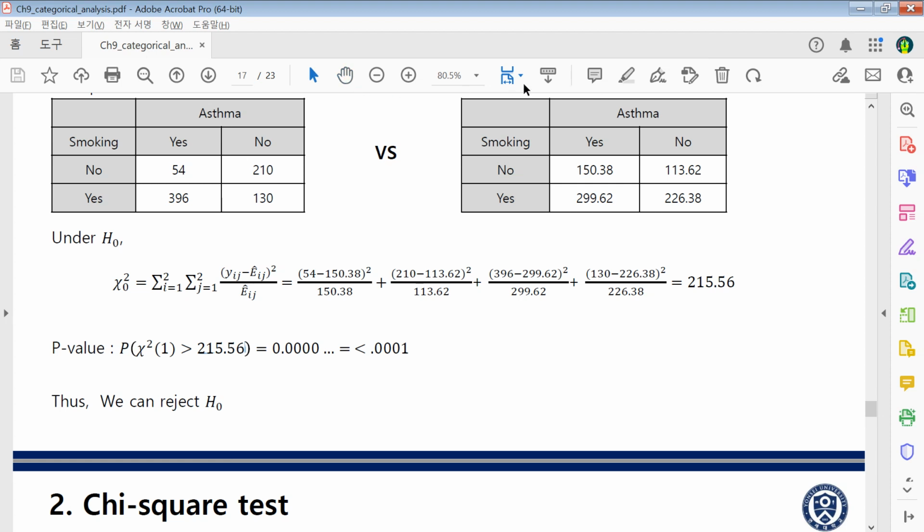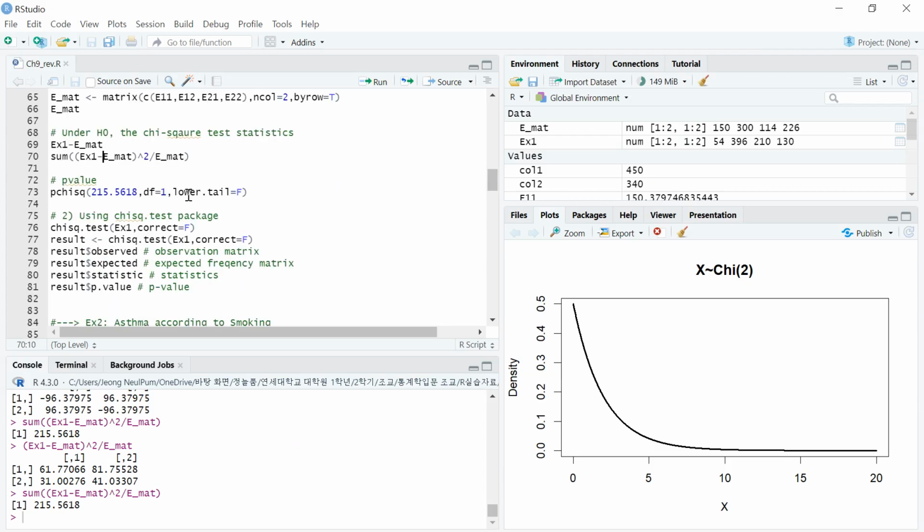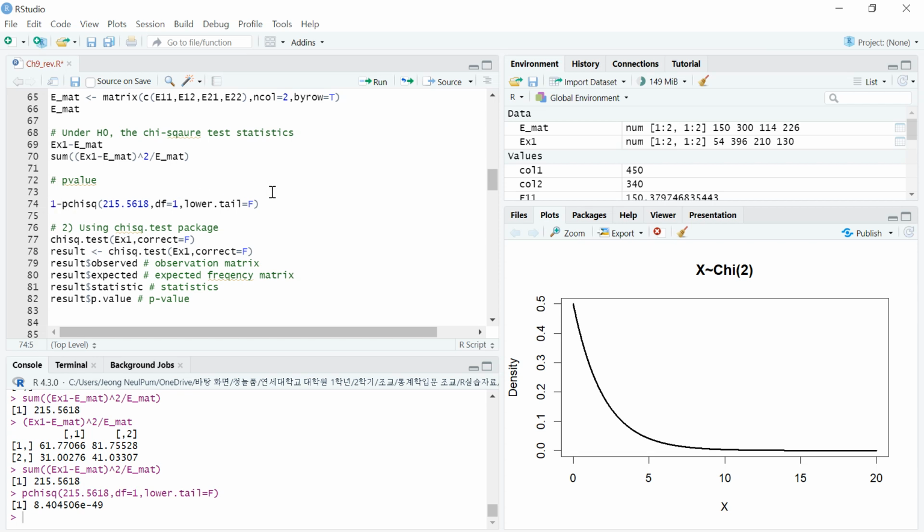And as you already know, this can be derived by using the pchisq function with the lower tail option set to false. Here the degree of freedom is 1, this is our own test statistic, and the lower tail option is false. Or we can also get the same value by subtracting the result of the chi-square distribution from 1, but you have to set the lower tail option as true.